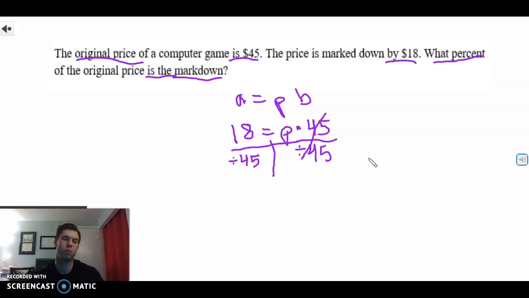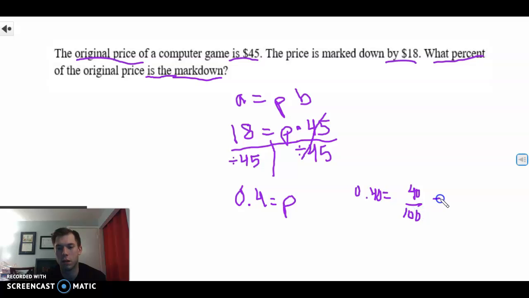When you do that, you will realize you will get 4/10 equals P. Once again, that's not a percent, so we have to convert it to a percent. So over here, 4/10, we have to write as a fraction. So I'm going to go ahead and put a 0 on the end here and make it the hundredths. That way we can write 40 over 100, which then equals 40%.